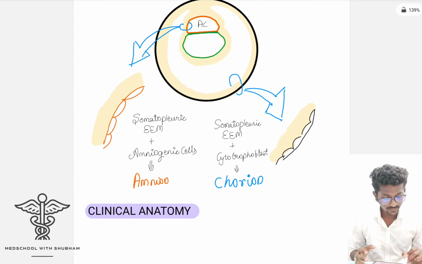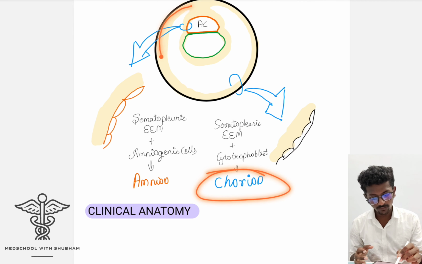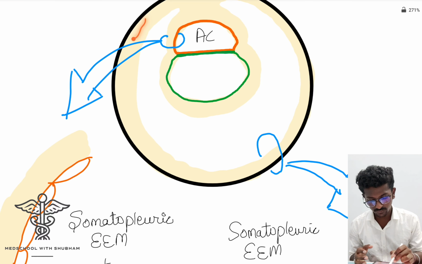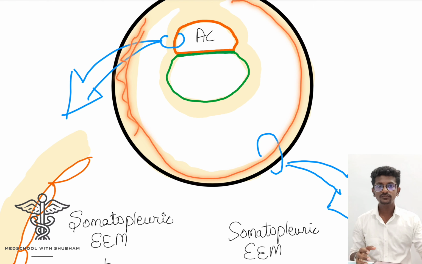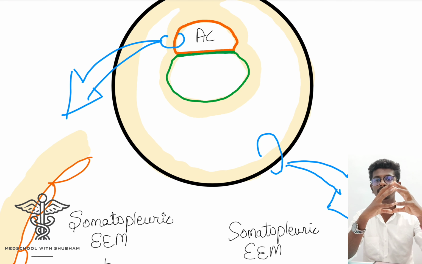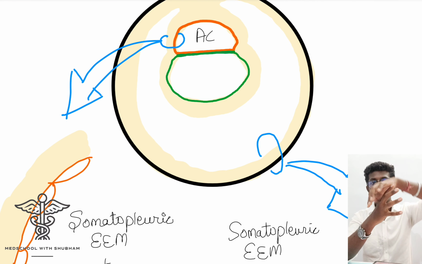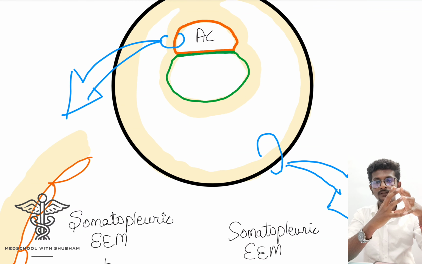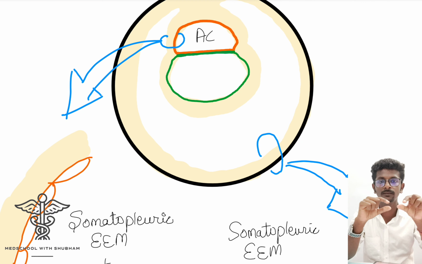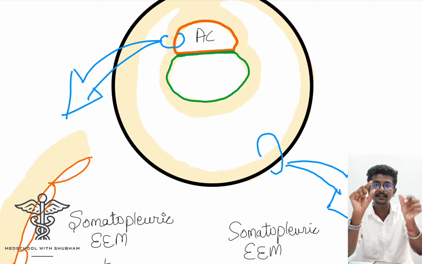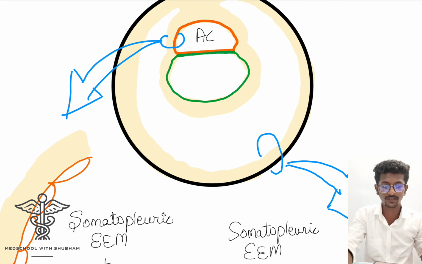See, one more thing, this chorion you can find all over, because everywhere you will find the cytotrophoblast and the somatopleuric extraembryonic mesoderm. So if this is the entire embryo, everything covered is the chorion, because everywhere is the cytotrophoblast like this, and below the cytotrophoblast you have the somatopleuric extraembryonic mesoderm. So the embryo is outwardly covered with the chorion layer. Collectively it is the chorion layer.